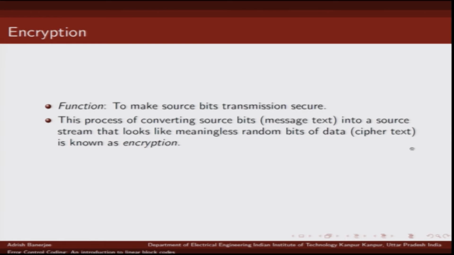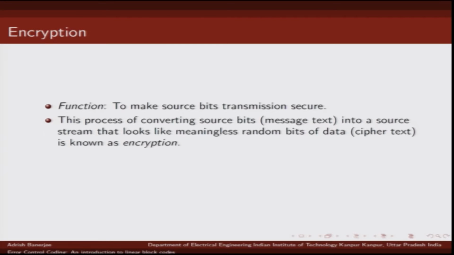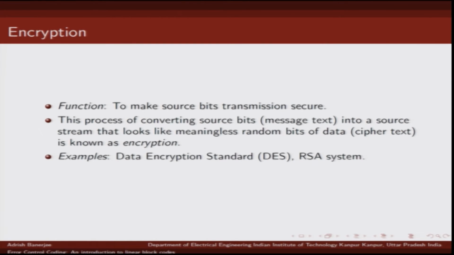So, basically encryption takes our source bits and converts them into some random looking bits, which for somebody who does not have a key would appear as random, meaningless data. So, it converts your message text into what we call ciphertext, and that is basically encryption. Examples of encryption are the Data Encryption Standard, the Advanced Encryption Standard, and the RSA system.